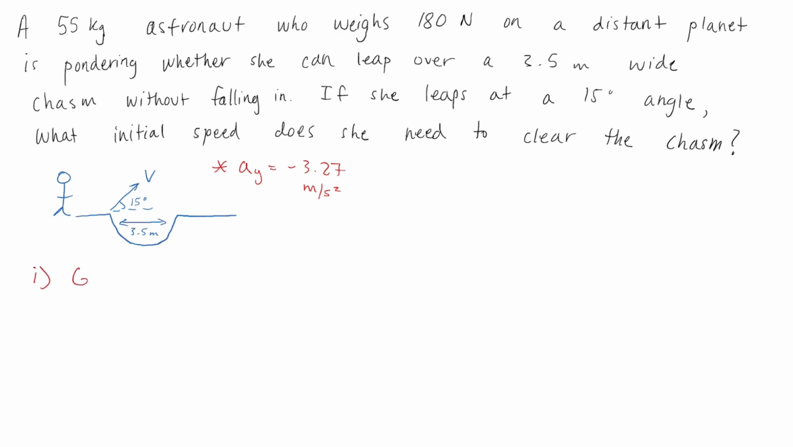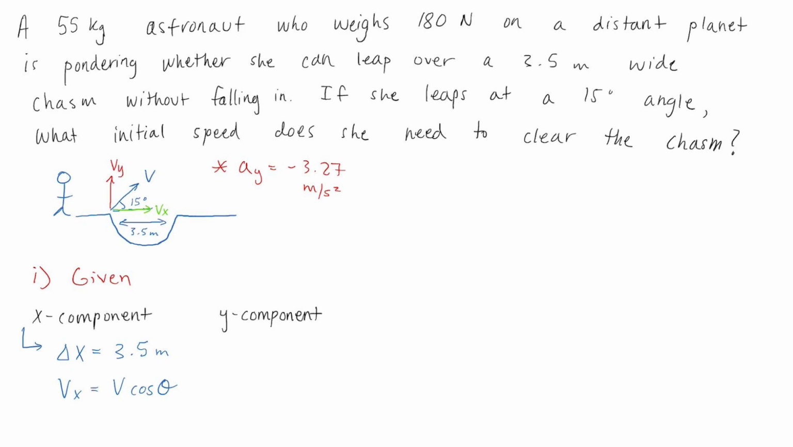Now that we know the acceleration, let's start working on the projectile motion part of this question. I will start by writing what was given. And remember, we have an x component and a y component. Starting with the x component, we know that delta x is equal to 3.5 meters because that's how far the astronaut has to jump. And now we also know that Vx, the velocity in the x component, is equal to v cos theta. And if you don't know where I got that from, remember, because our velocity vector is at an angle, we can break it up into an x and y component.